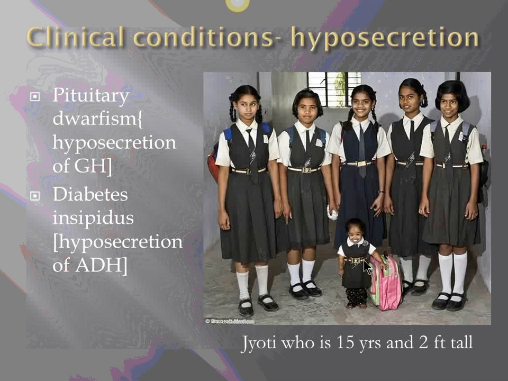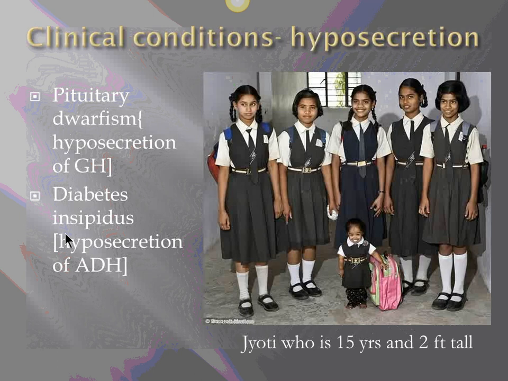So you can see this is all girls of the same age, about 15 years old, and you can see she's only about 2 feet tall. So you can see compared to all of them how tiny she is, okay? And then we have a condition where there is hyposecretion of ADH. So this is another hormone. And this condition is known as diabetes insipidus. It's called insipidus because the urine is insipid. It's not sweet, like diabetes mellitus.